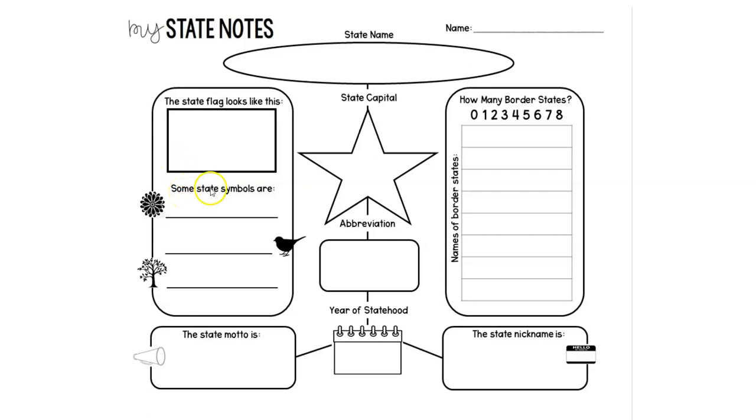Then it says some state symbols are, each state has adopted certain things that are important to its state, things that grow there well, or things that you find there that are unusual, maybe that you don't find in another state. And the ones I want you to find out are the state flower, the state bird, and the state tree. And you'll write those on these three lines.